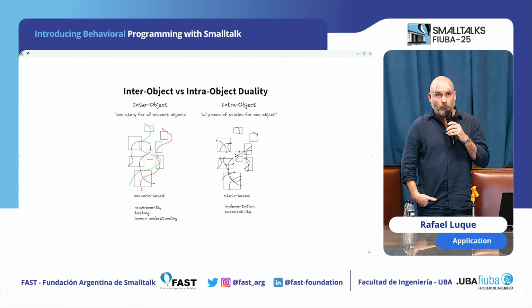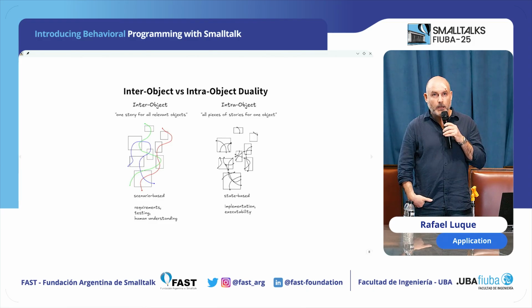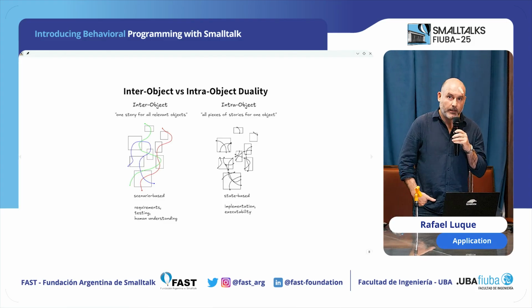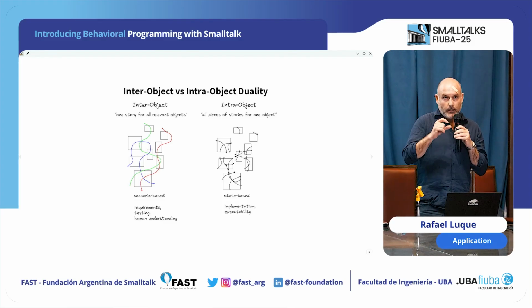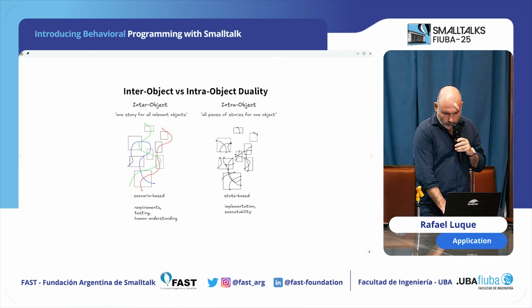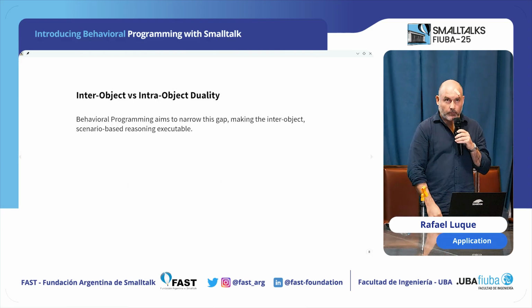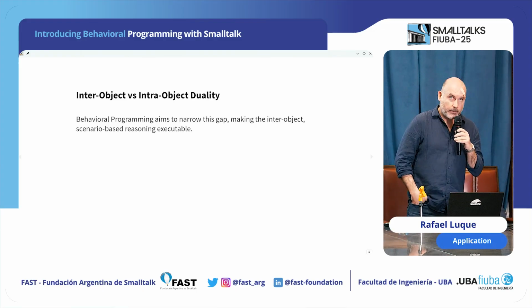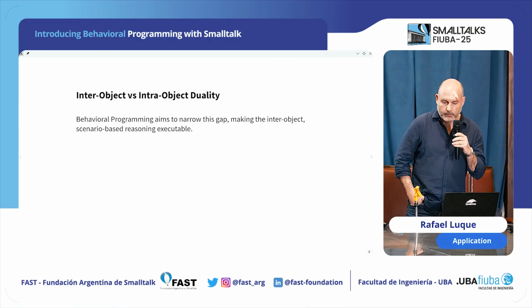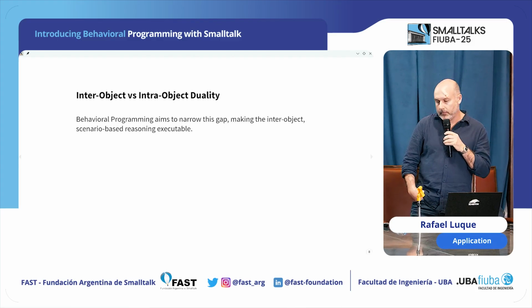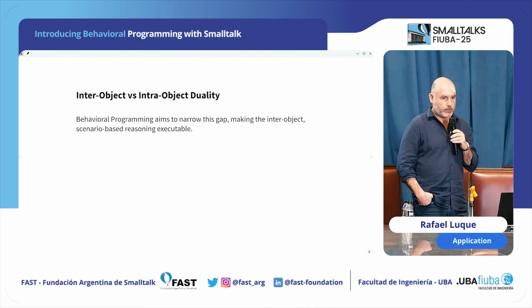On the right side, what we have is objects or functions or modules that own a full implementation of all the scenarios they participate in. This is a duality that behavioral programming aims to resolve and narrow the gap, making the left side, the inter-object scenario-based description of a system, a kind of executable form directly. The description of behaviors in behavioral programming is really an executable artifact.